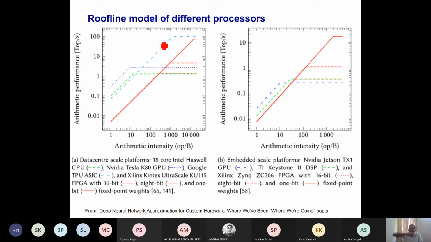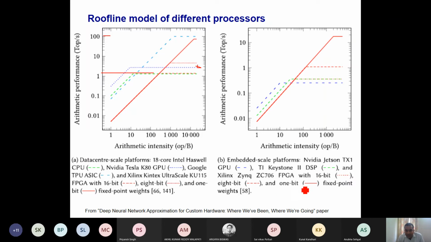So the TPU has a much higher ceiling, right? If you just compare, this is around 1, this is around 100. So almost 80 times higher performance. The TPU has the potential to provide 80 times higher speedup than the CPU, and it also has higher performance than the GPU.